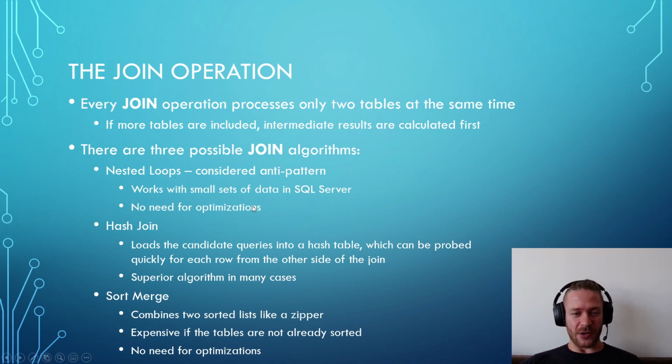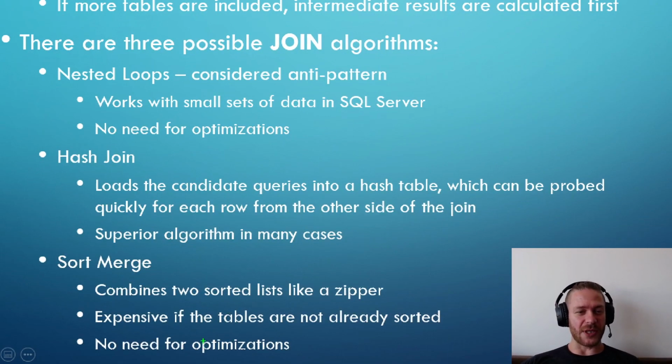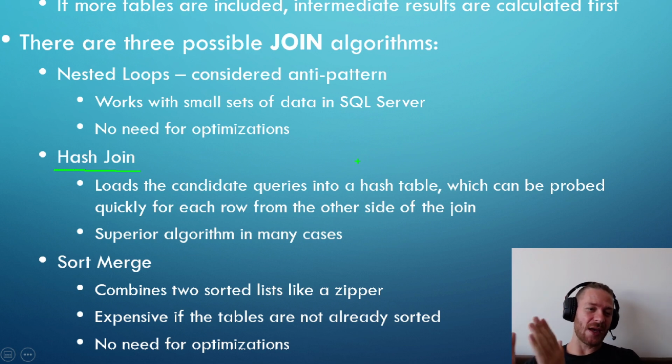The second join algorithm is the superior algorithm in many cases. The whole idea is that it uses hash tables. First, SQL Server loads all the candidate entries from the queries into a hash table. And the hash table is based on the join condition. So if you join by ID, SQL Server gets all the IDs and maps all the entries in the table to these IDs.